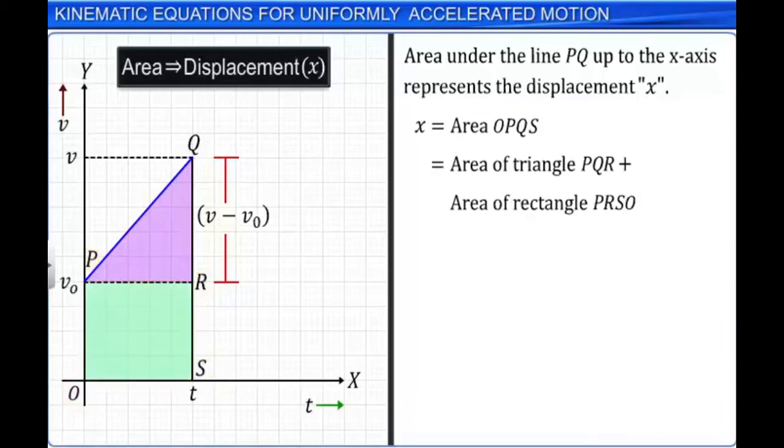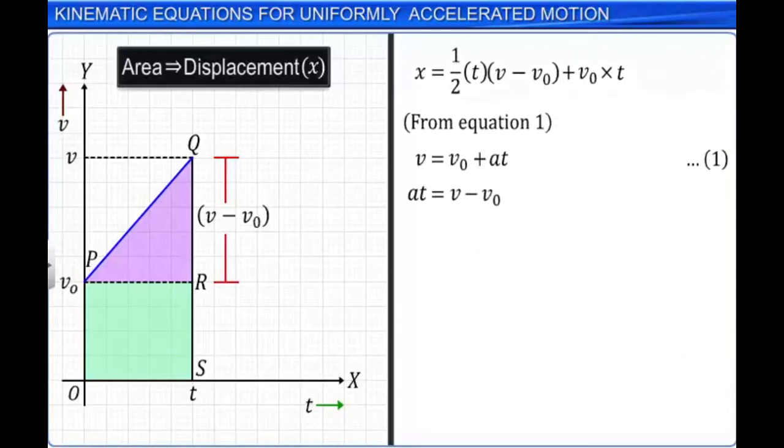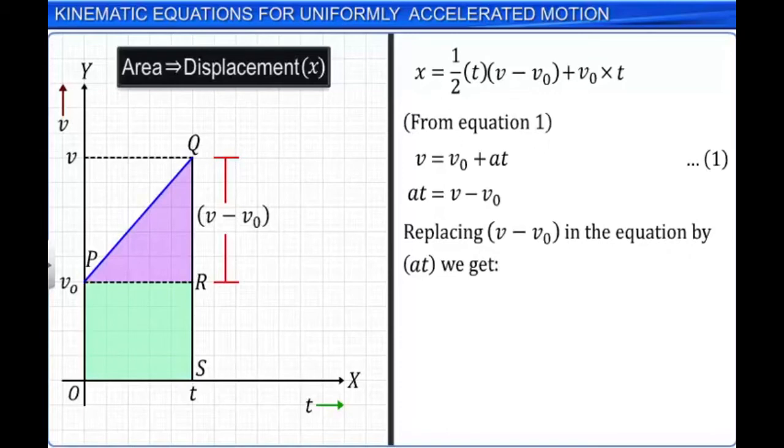From equation 1, the value of v is the sum of v naught and the product of a and t. Here, the product of a and t can be derived as the difference between v and v naught. Now, replacing v minus v naught in the equation by a t, we get x equal to v naught into t plus half a t square. This is equation 2 of motion.